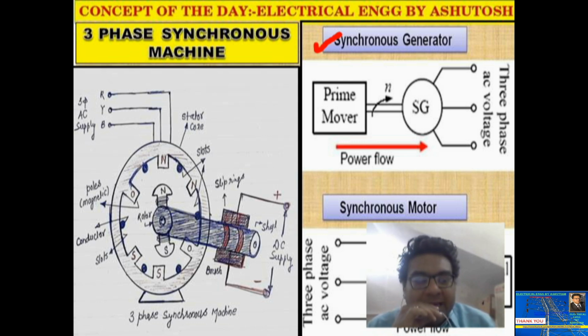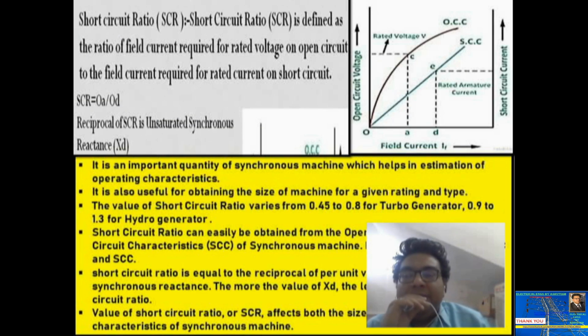Now, we will take an important question here: what is short circuit ratio? Very important question guys. Basically, this is also called SCR. Okay, this is not silicon controlled rectifier. Make note about this. This is short circuit ratio, SCR, in a synchronous machine.